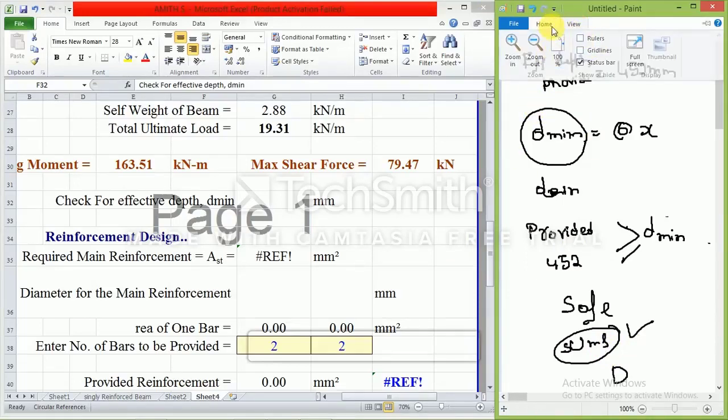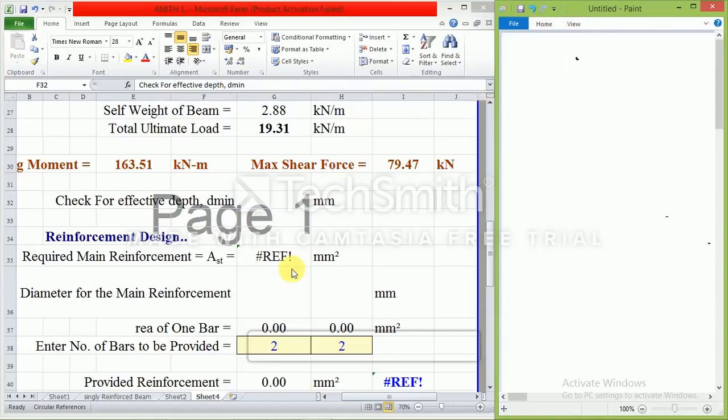I'm just rubbing out the things. If you do not understand now, then it is fine. Now I will derive the things so that you will understand better. First, I will calculate D minimum. That is, check for effective depth, D minimum.